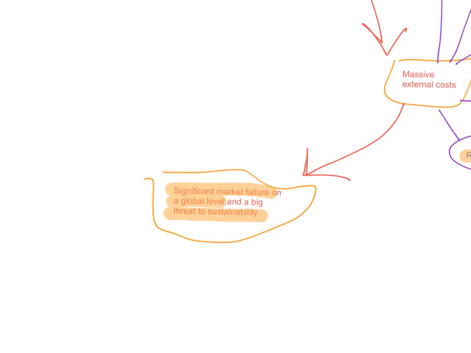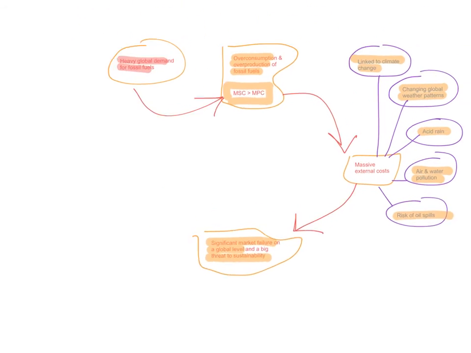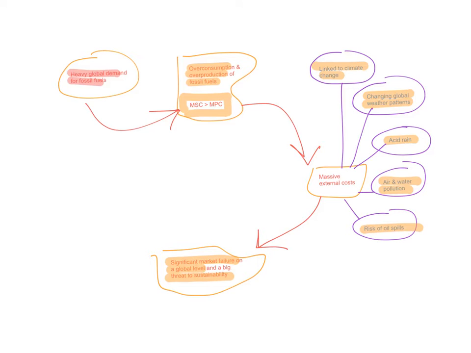So just to review it, basically, there's a heavy global demand for fossil fuels, which is leading to overconsumption and overproduction, and massive external costs, and this raises the marginal social cost to be higher than the marginal private cost. These massive external costs are an example of a significant market failure and a big threat to sustainability.